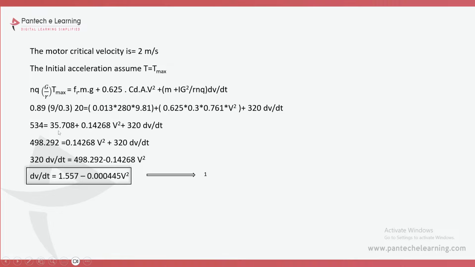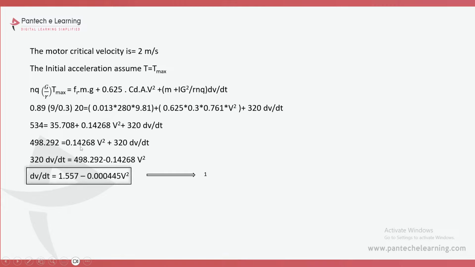Here we multiply this value by 35.7. We can simplify it to 0.14 v square. So this is 320. Okay, so now the 535: 35 goes to this side, meaning minus 35. So 534 minus 35, we get 498. Okay, so similarly you have to find the dv by dt.